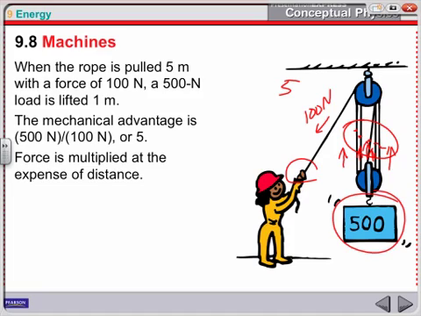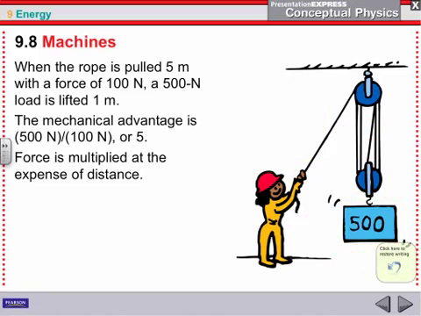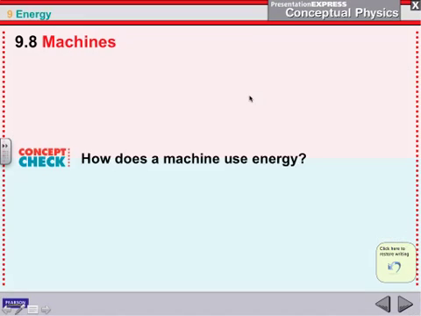She's actually going to pull 5 times. If she pulls 5 feet of rope, this is only going to go up 1 foot. So when you gain mechanical advantage, you give up distance. You have to pull farther.